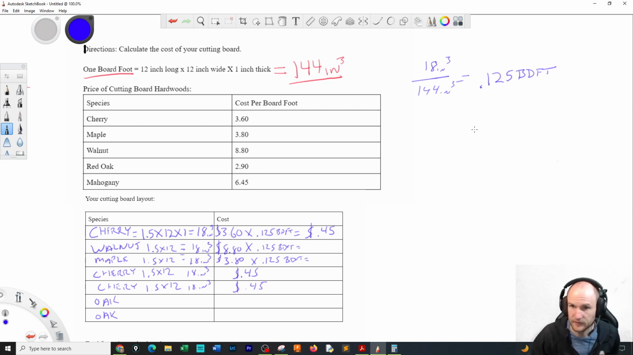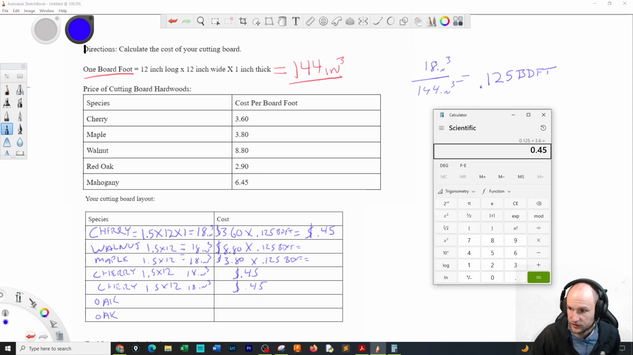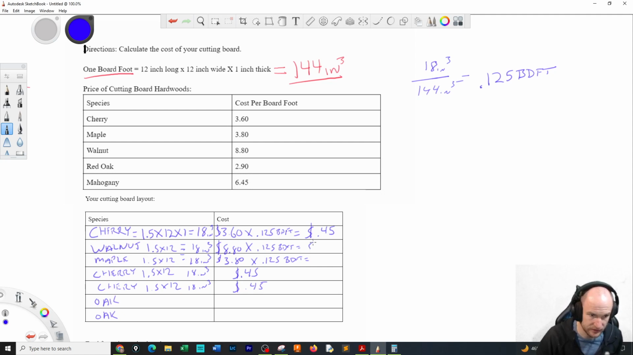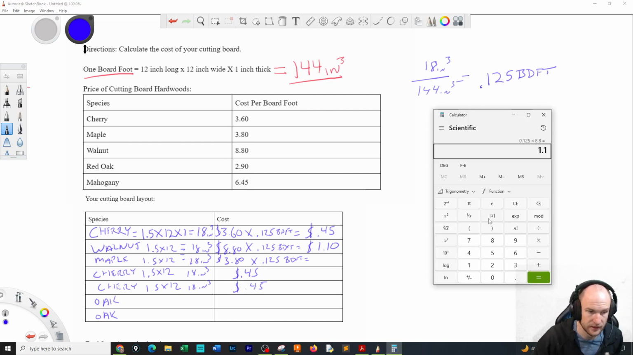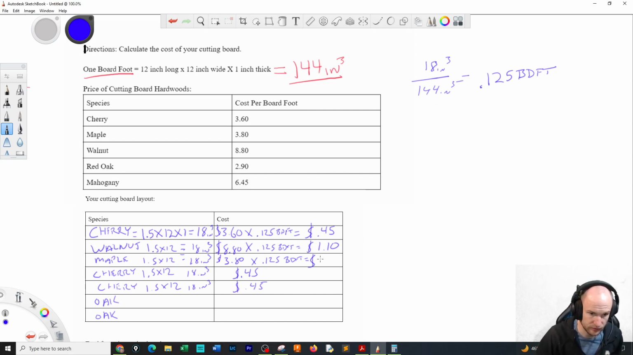And let's see. Get the calculator. 0.125 times 8.80. That's $1.10. And then if we look at 3.80 times 0.125, we've got, coming over here, what was that we had? 47.